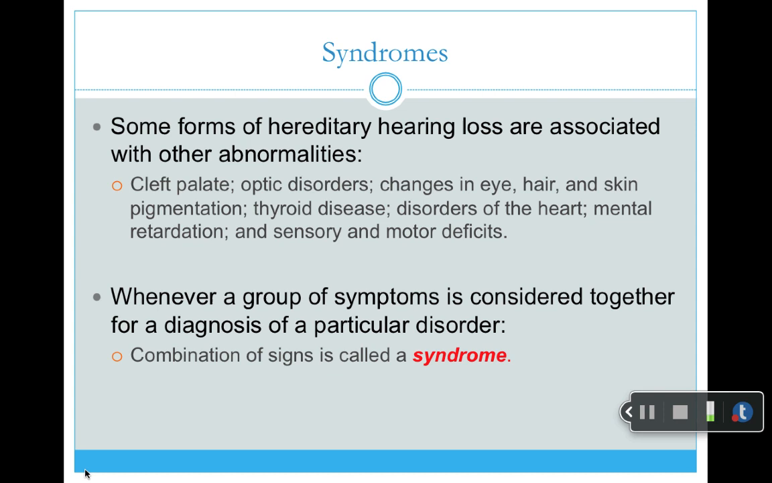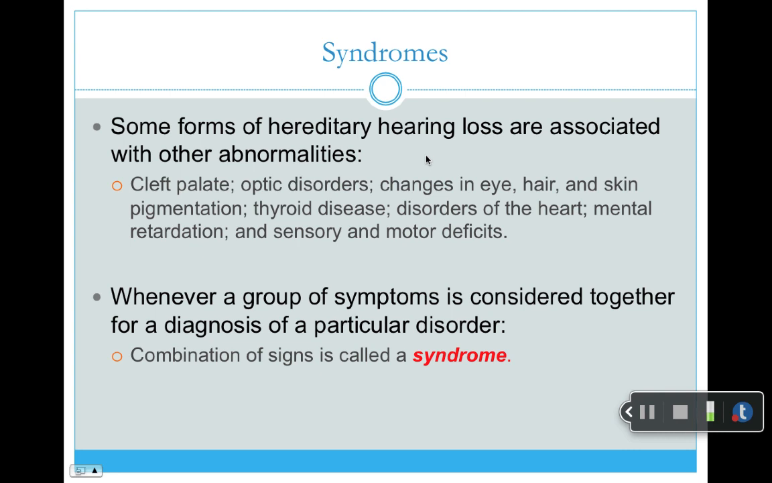Now, some forms of hereditary hearing loss are also associated with other abnormalities. If the hearing loss is associated with other abnormalities, it falls under the category of syndrome. So whenever a group of symptoms is considered together for a diagnosis of a particular disorder, then you have a syndrome. With Down syndrome, a child might have an enlarged heart, their ears might have microtia, there might be developmental delays. There are a few things happening, and it falls under the label Down syndrome, so syndrome would be the umbrella term for a few things happening together.